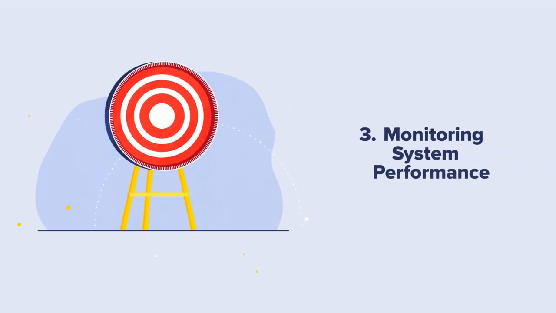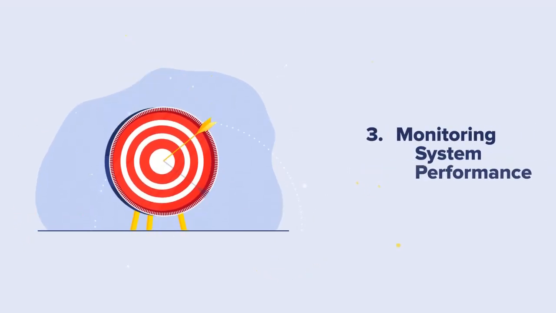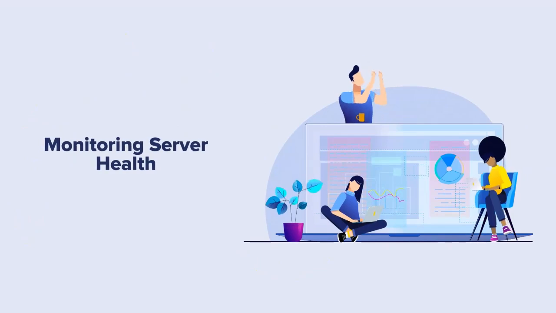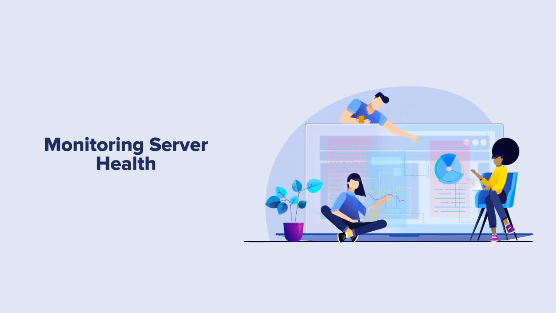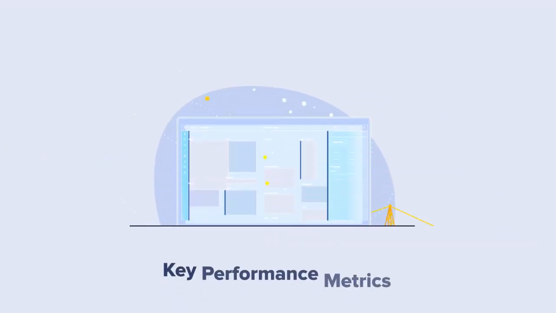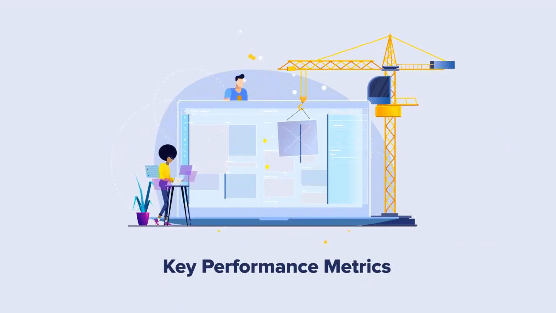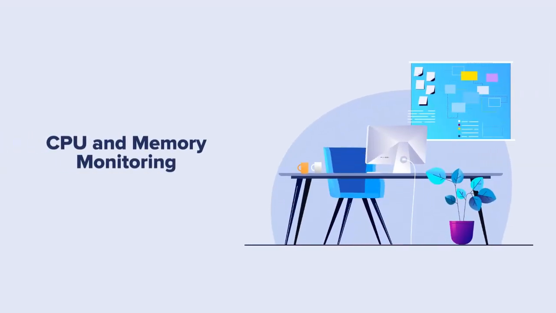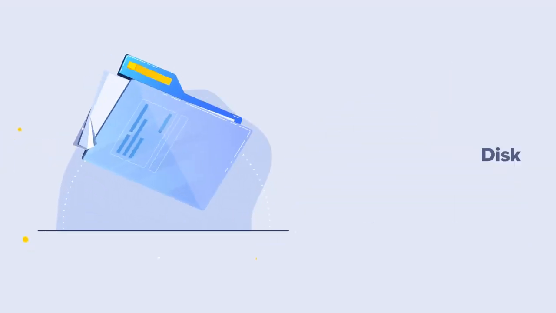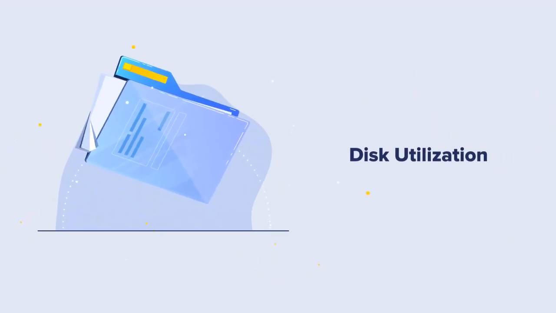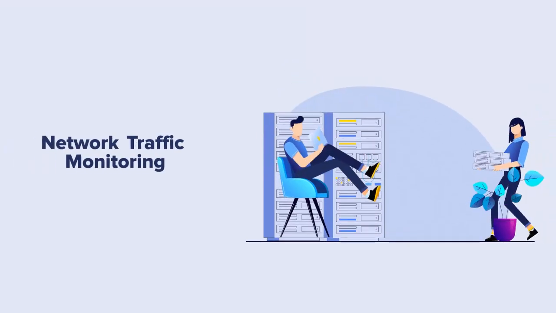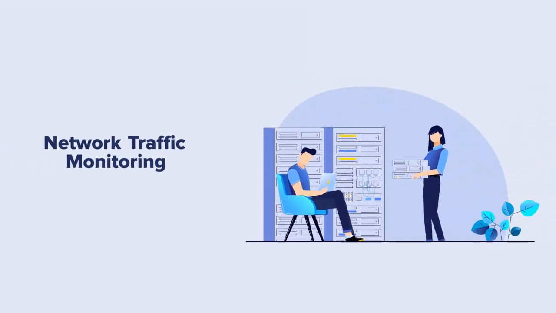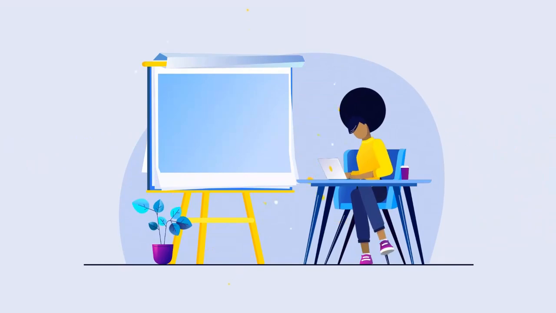3. Monitoring system performance. Linux administrators monitor the health of servers using tools like htop, Nagios, and Grafana. They keep an eye on CPU and memory usage to prevent bottlenecks, disk utilization to avoid storage issues, and network traffic to identify and resolve latency problems. Proactively spotting potential issues helps maintain smooth operations.